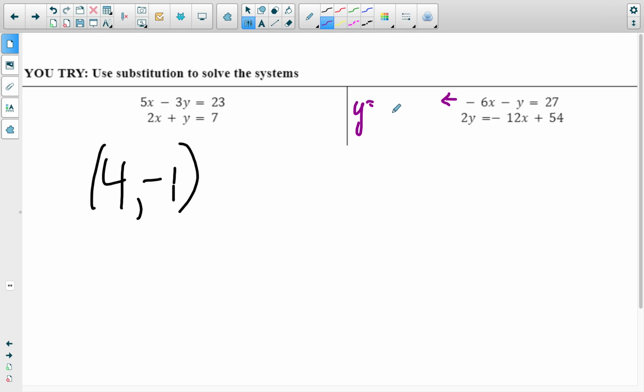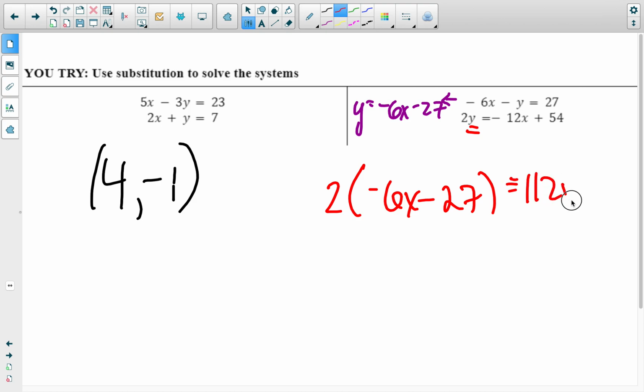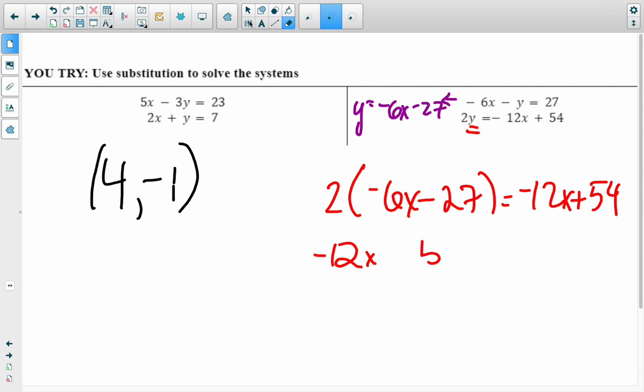So if I add y to both sides and then subtract 27, I'll end up with y equals negative 6x minus 27. And then I'm going to use that and plug it in for y down here. 2 times negative 6x minus 27 equals negative 12x. Oh, I'm going to rewrite that. Equals negative 12x plus 54. Distribute: negative 12x minus 54. Goodness, can tell it's the end of the day. Minus 54 equals negative 12x plus 54.